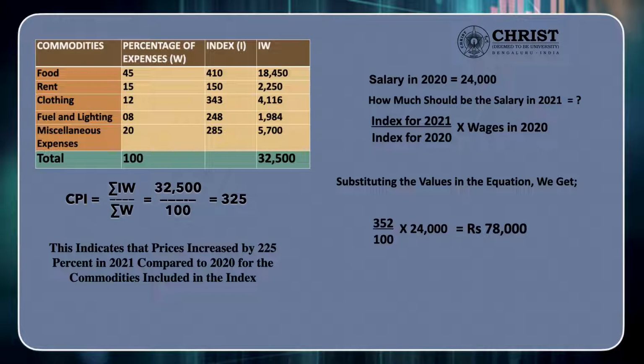There are different ways of asking the question. If the question is how much the salary should be, then the answer is 78,000. Here the question is what should be the increase in salary. So 78,000 minus 24,000 is equal to rupees 54,000. Wherever needed, you have to mention units when doing statistics problems. It's very important. Here it's salary, so you write rupees. So the answer is rupees 54,000.